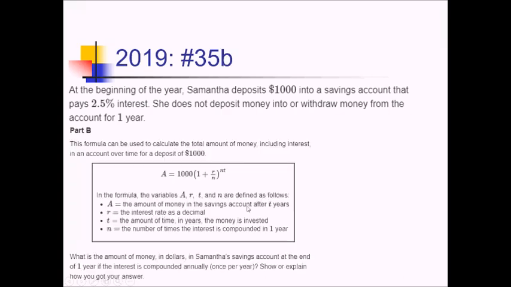For the next part of this problem, they're giving us a formula that we can use to calculate the amount of money, including interest, in an account over time for a deposit of $1,000. So this is based off of an exponential formula that you learn in pre-calculus or earlier. And just looking at the parts of this, A is the amount of money, like the answer for most of these problems. R is your interest rate expressed as a decimal, so that will come in handy, what you just did. And then T is how long you're leaving the money in there. N is the number of times interest is compounded in 1 year.